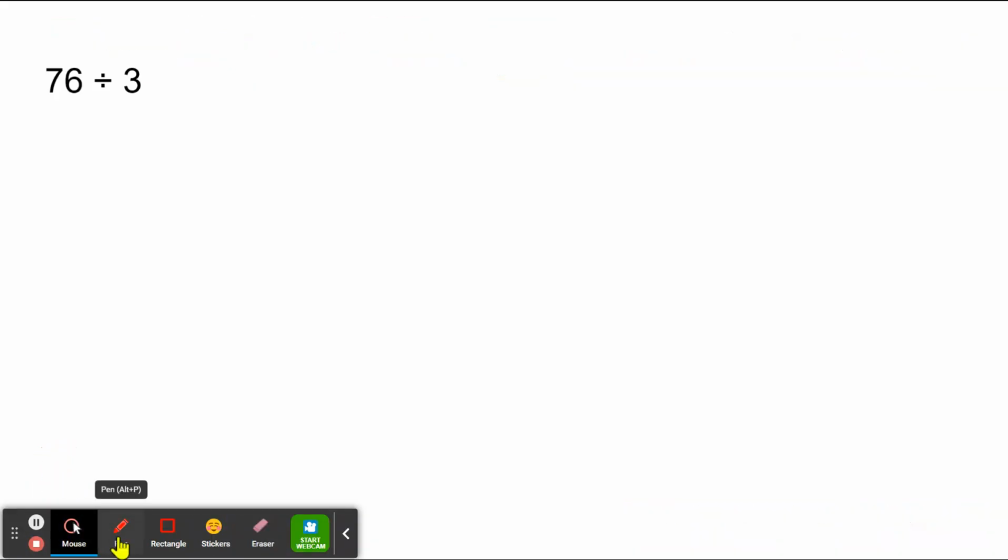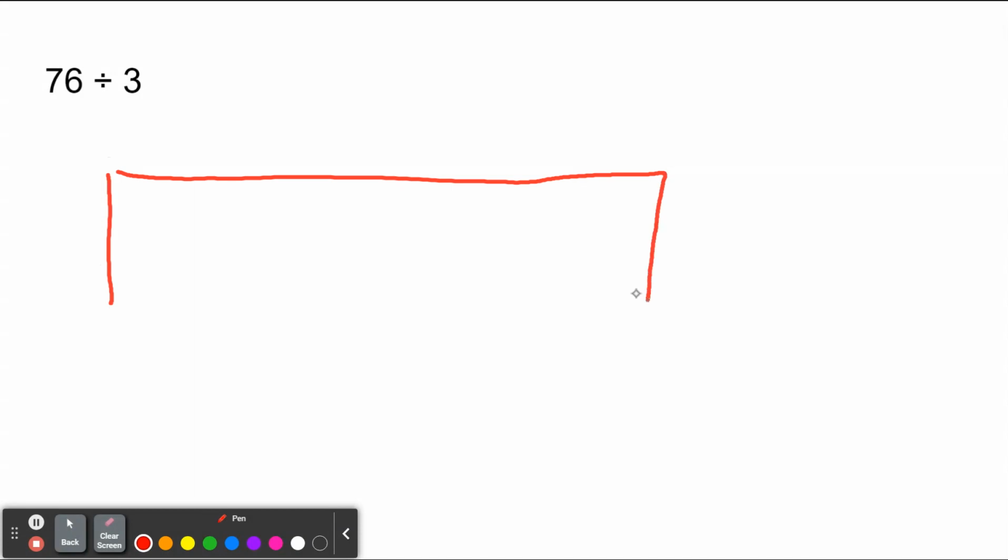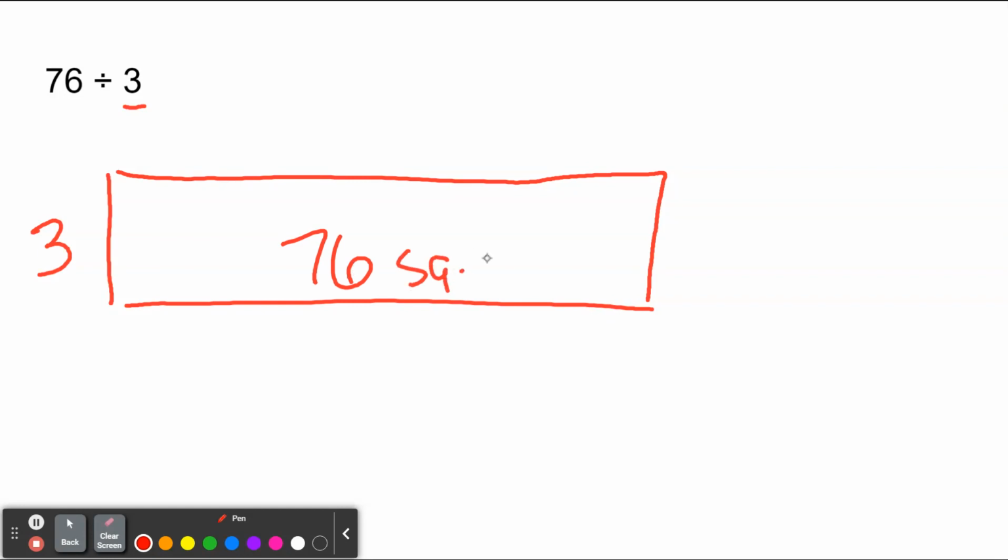Okay, so we are going to solve 46 divided by 3. So I'm going to represent this with an area model moving from part to whole by place value. So let's go ahead and first draw our rectangle to represent our area model. So I'm going to go ahead and draw my rectangle. And I know that one of the side lengths is going to be 3 because we are dividing it by 3. Okay, so the total area of this rectangle should be 76 square units.